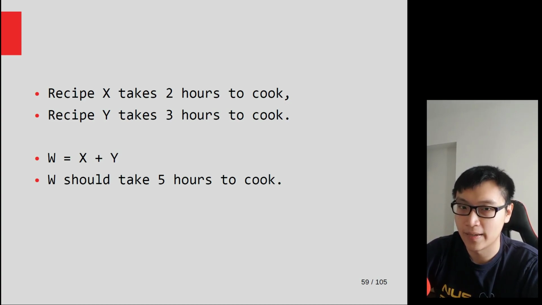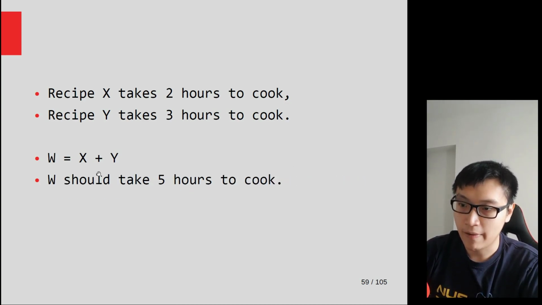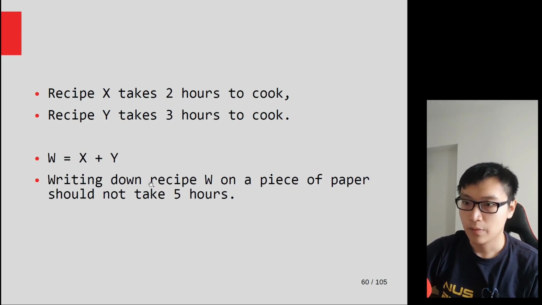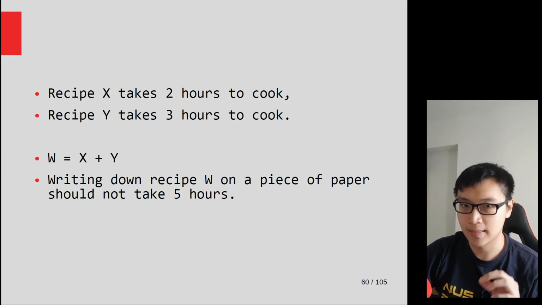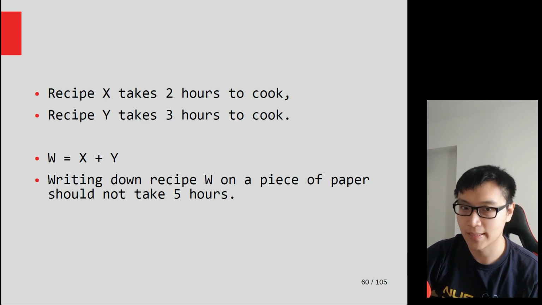That is easy to understand, but the key concept here is that the recipe W takes 5 hours to cook, but writing down the recipe for W on a piece of paper should not take 5 hours. Writing down the recipe itself should take maybe 1 minute or 2 minutes. To execute the recipe would take 5 hours, but writing down the recipe should not take that long.